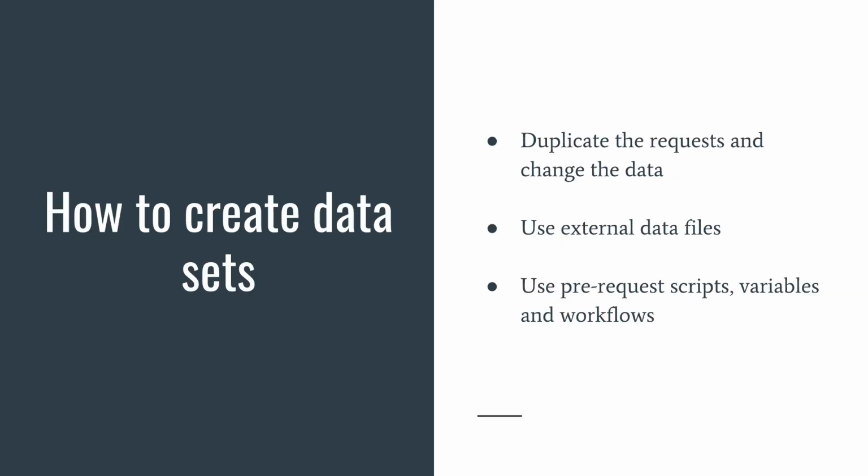Now, there are multiple ways to achieve that. One of them would be to simply duplicate the request and change the data. So you'll have different requests, but just a parameter or a very small part of it is actually changed. It might be a possibility, but I personally would try to avoid something like that. Another possibility would be to use external data files. They can be used for running the collection using the collection run, and they can be used when using Newman to run a collection. You cannot really use them directly when using the Postman interface.